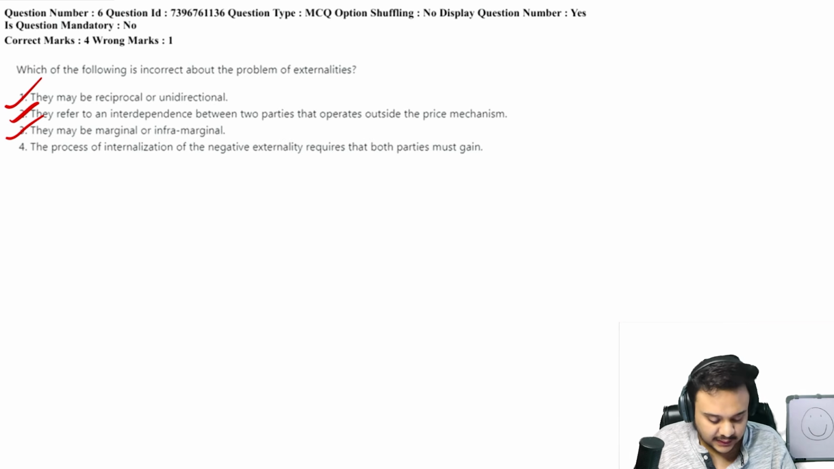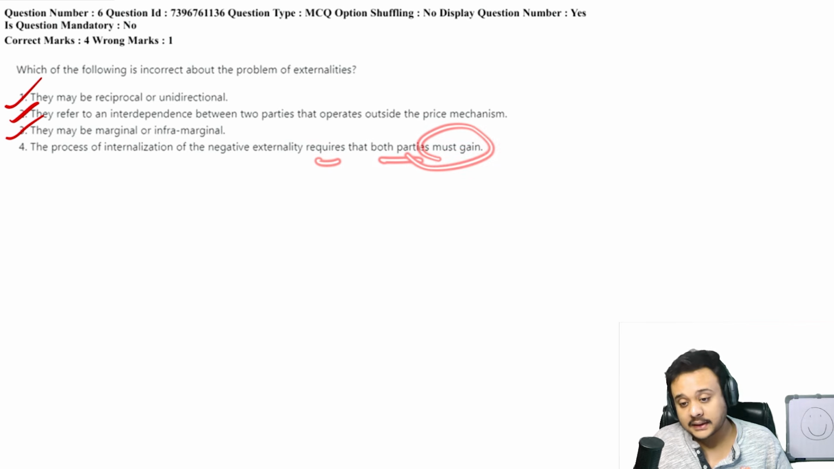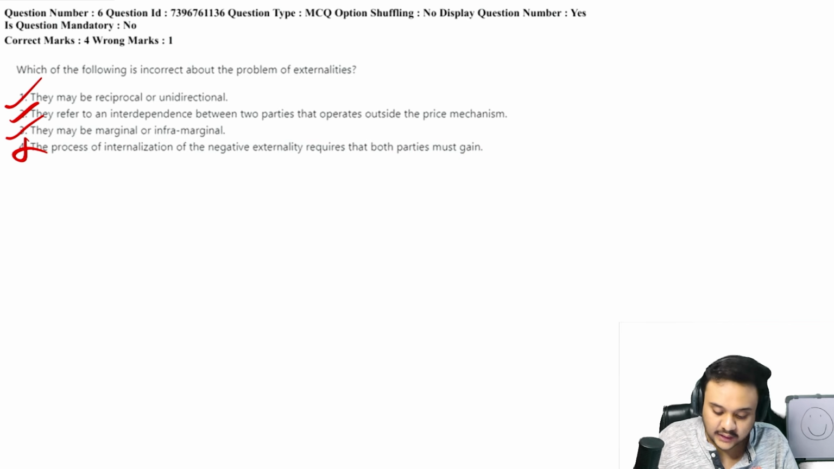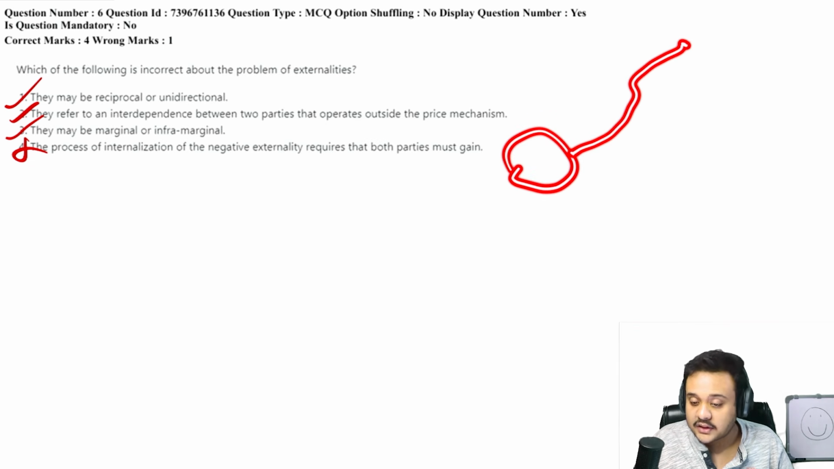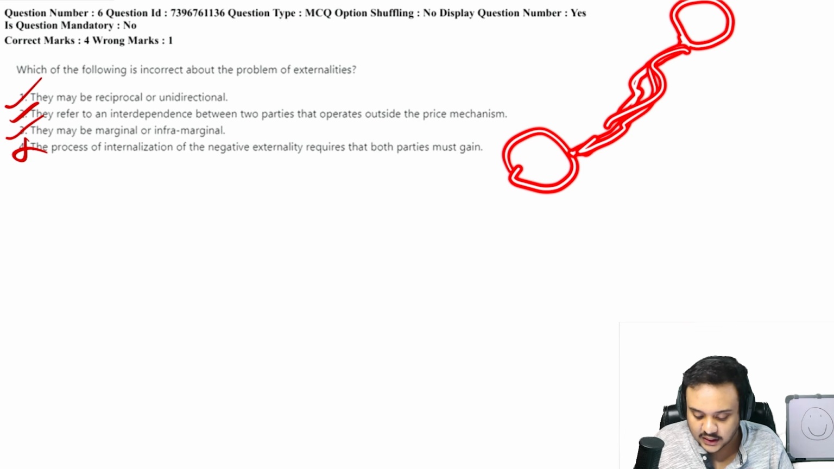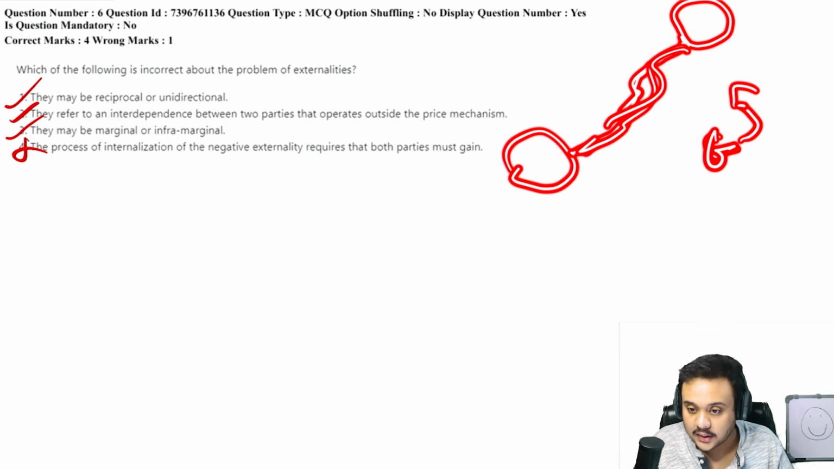The fourth one says that the process of internalization of the negative externalities requires that both the parties must gain. That is absolutely false. For example, if we just take the exact same example, that a fish farmer is down here, and a factory is up here. The factory is upstream. So if because of this water pollution, the government decides to step in and put a pollution tax on the factory, the externality has now been internalized, and the farmer gained because of it, because now the factory is going to do less pollution, but the factory did not gain anything out of it.